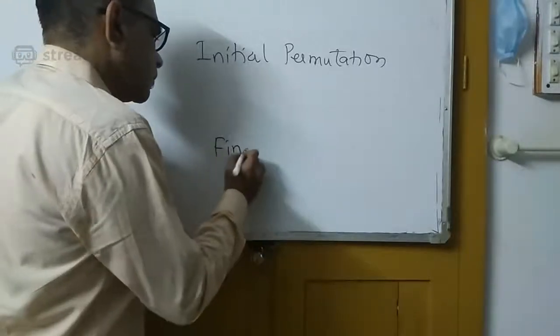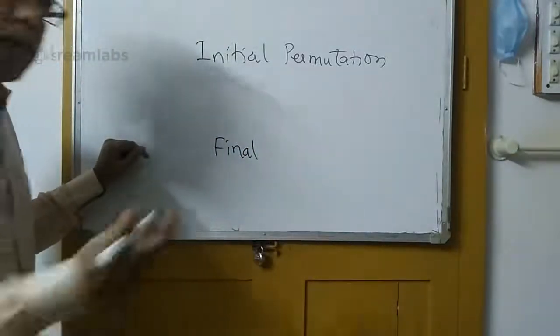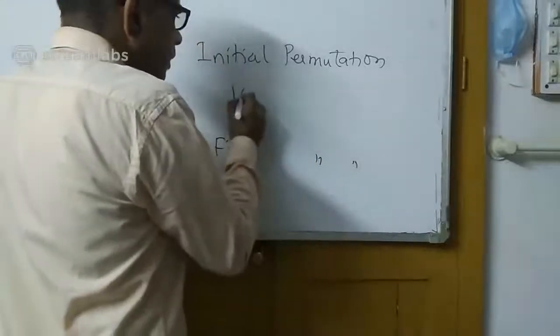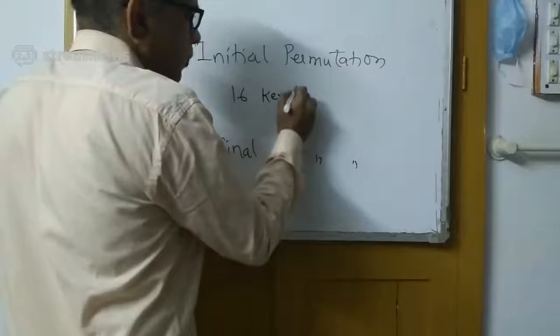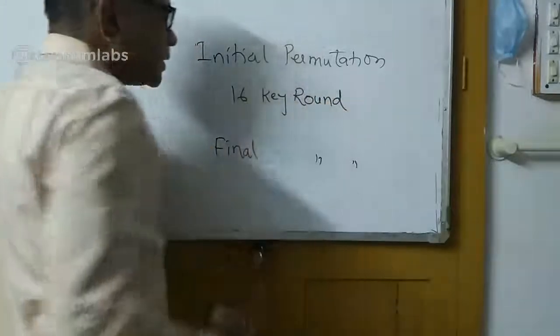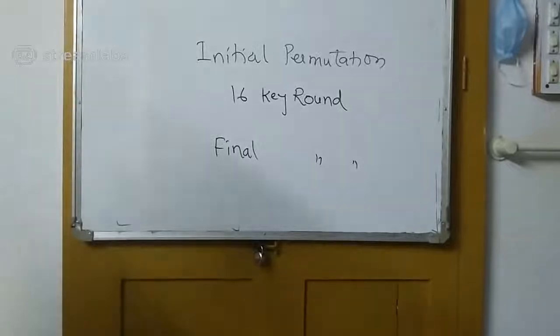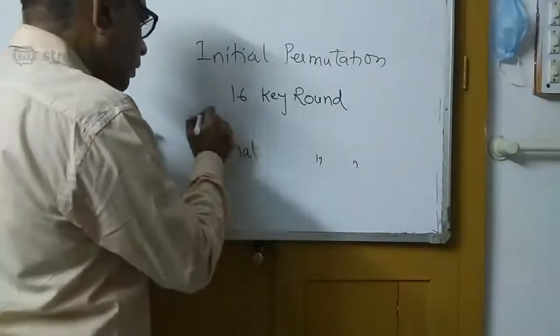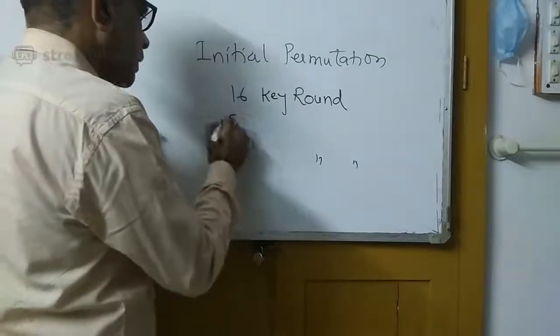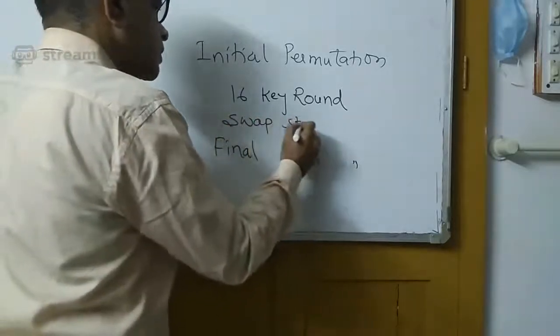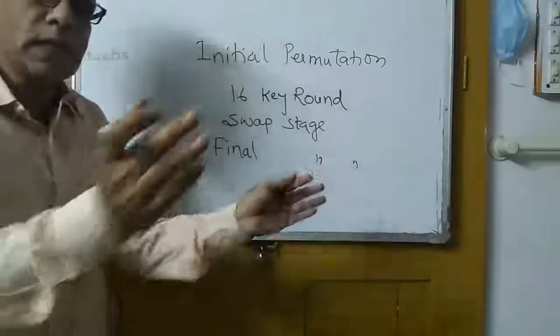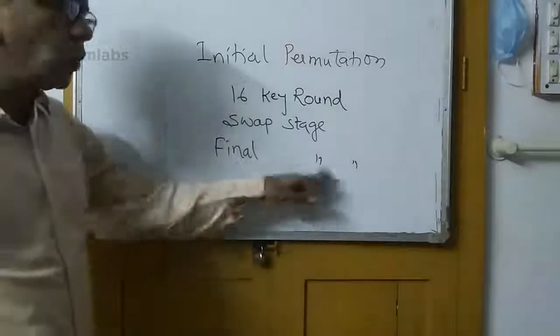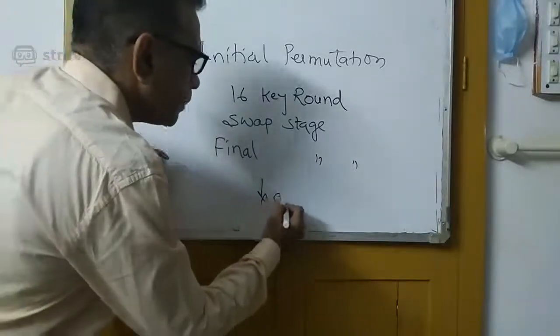After 16 times, there will be a last stage which we call the final permutation. In between there will be the 16 key rounds. So like this we have 3 stages. Before going for the final permutation, there will be one more thing, the swapping stage. The right and left swapping happens, then it goes to the final permutation, and the outcome is your ciphertext.